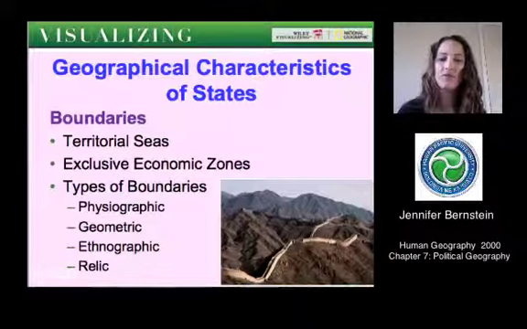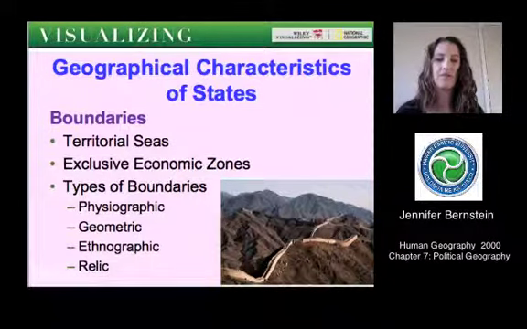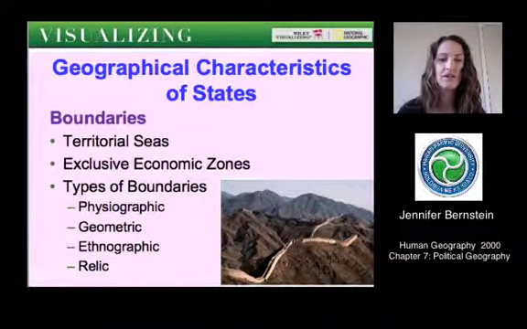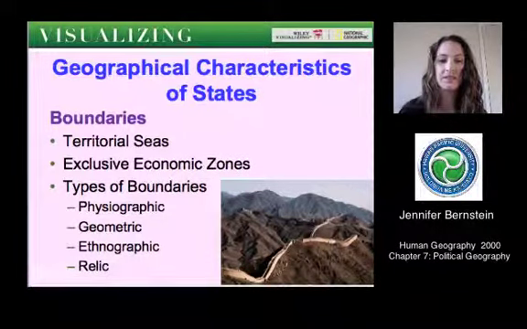So boundaries in coastal states extend offshore. They're called territorial seas. Historically, territorial seas didn't extend further than 12 miles offshore, but the EEZ, or exclusive economic zone, can extend up to 200 miles offshore. Basically, this is a way for states to gain control of coastal resources.